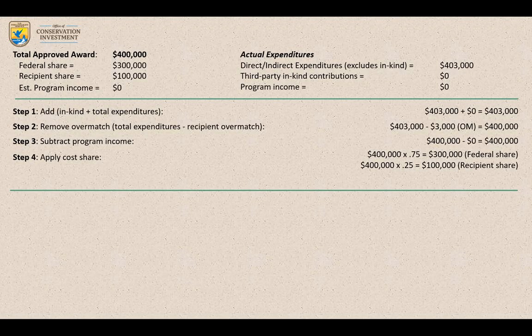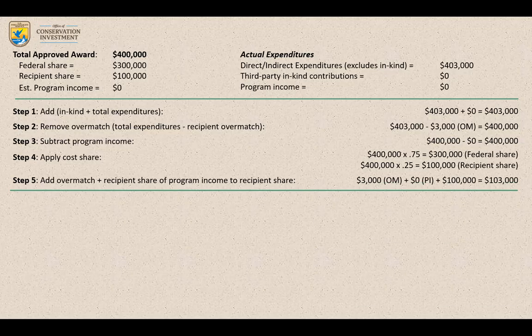Finally, in Step 5, the recipient calculates the share of their expenditures by adding the overmatch amount from Step 2 plus the recipient's share of any deductive or additive program income to the recipient share amount determined from Step 4. The recipient had $3,000 in overmatch costs and no program income was earned. The recipient adds the $3,000 in overmatch to the $100,000 recipient share amount determined from Step 4. This results in a total recipient share of $103,000.